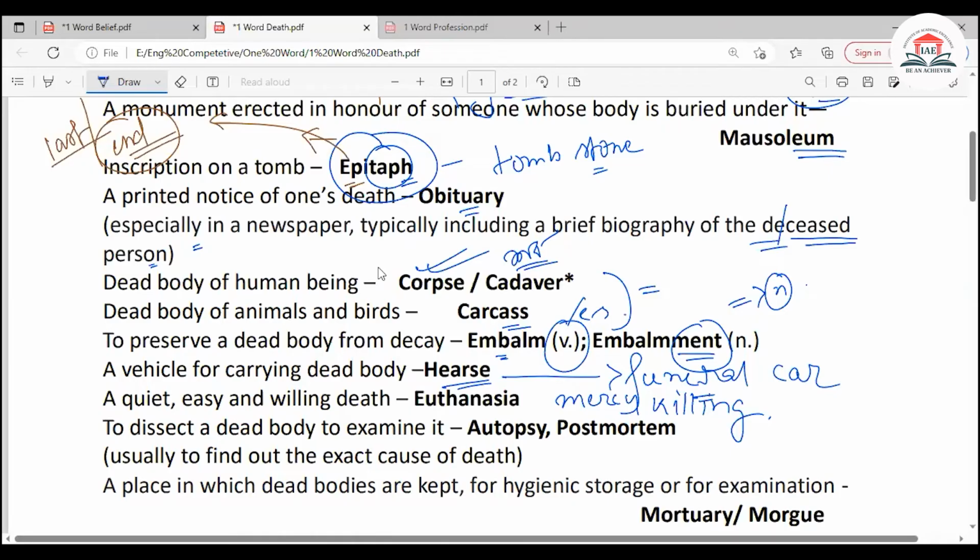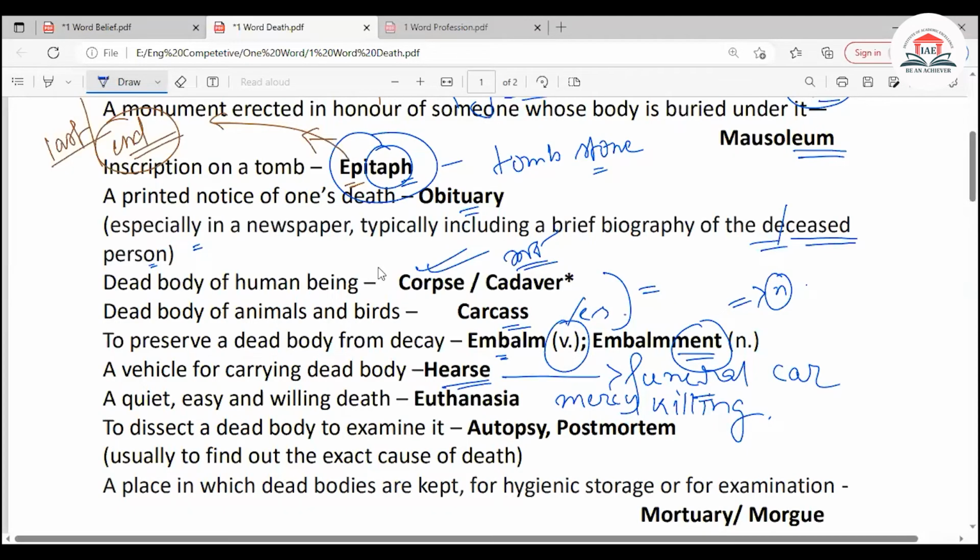In that case, euthanasia is given to the person. A person appeals for euthanasia. So that means he is opting for death, because death is a mercy. Death is God's mercy. Death is a relief from all these pangs. So this is euthanasia, right? This is particularly a Greek word that has been directly borrowed in English. So this is euthanasia: a quiet, easy, and willing death.